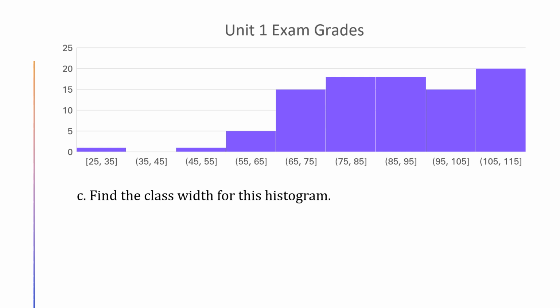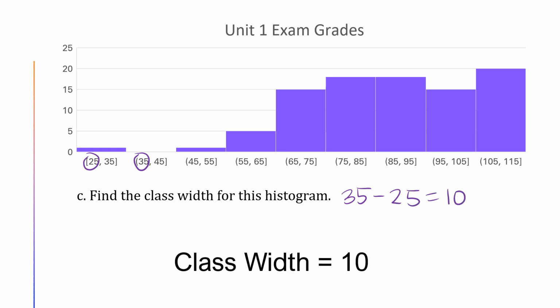For the class width of this histogram, remember, to find the class width, we do the difference of, do y'all remember? The difference of 2 consecutive lower class limits. So let's just do the first 2. We would do 35 minus 25. So the class width is 10. So we're just doing the difference of 2 consecutive lower class limits. That was a definition from, let's see, what section was that? Maybe 2.1.